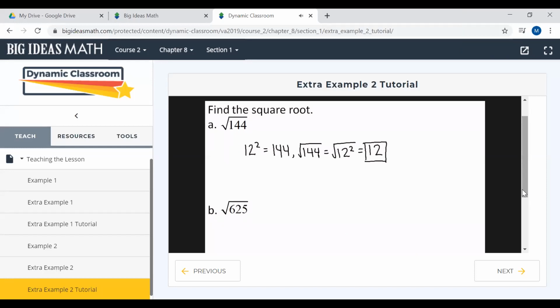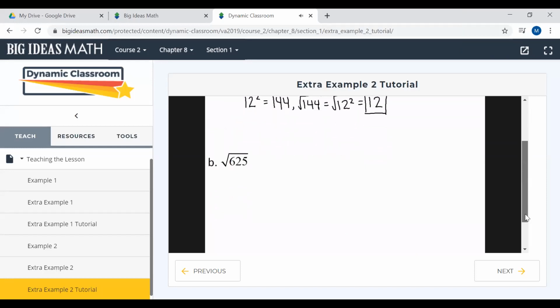B. The square root of 625. Because 25 squared equals 625, the square root of 625 equals the square root of 25 squared, which equals 25. So the square root of 625 equals 25.